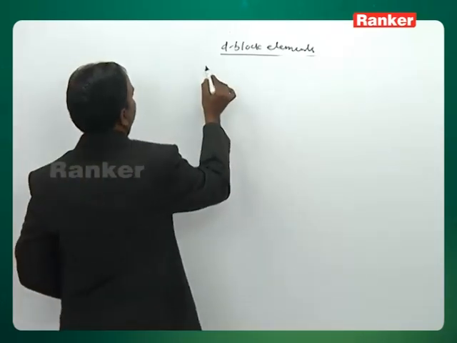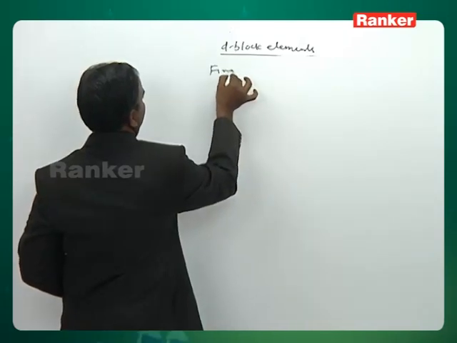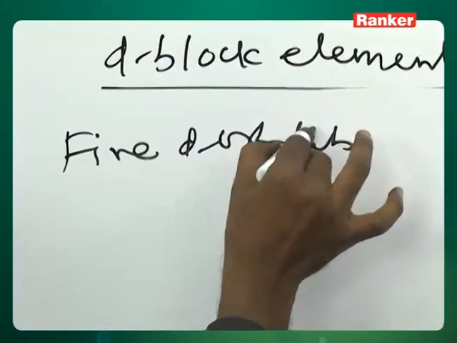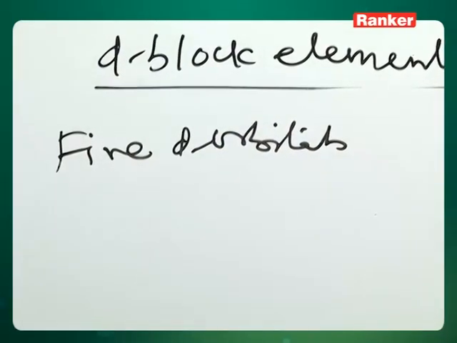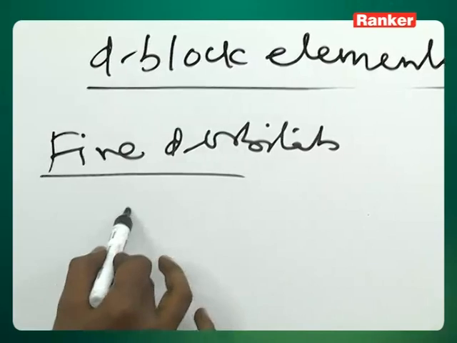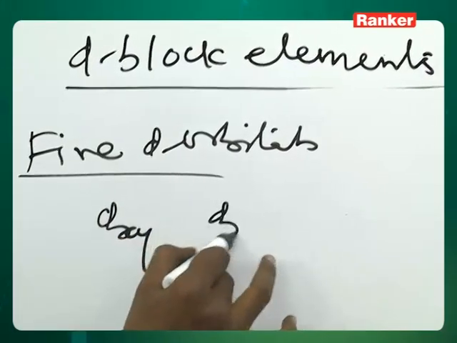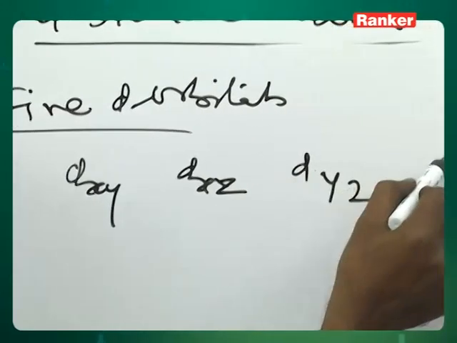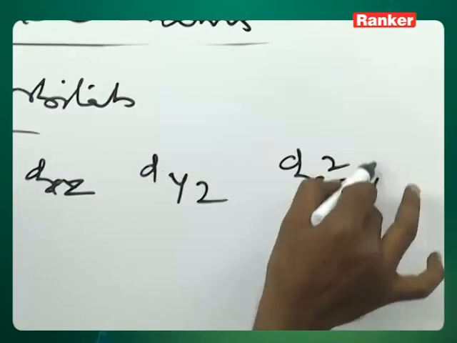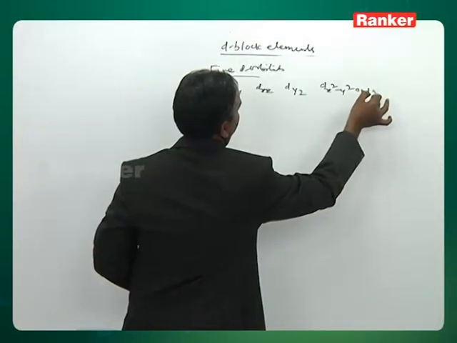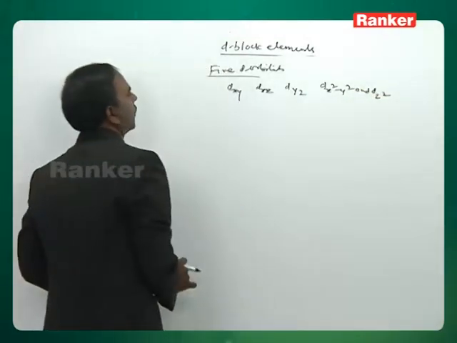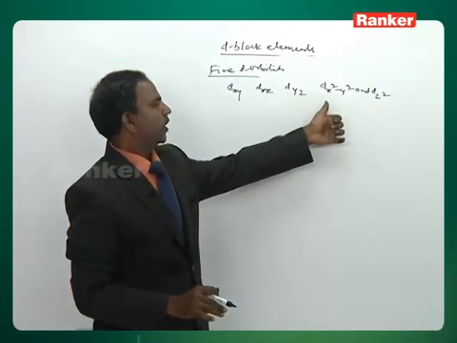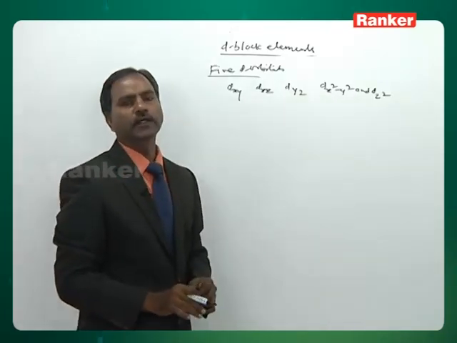In the d subshell there are 5 d orbitals, well known to you. These are dxy, dxz and dyz. You can take dx square minus y square and dz square. So dxy, dxz, dyz and dx square minus y square and dz square.